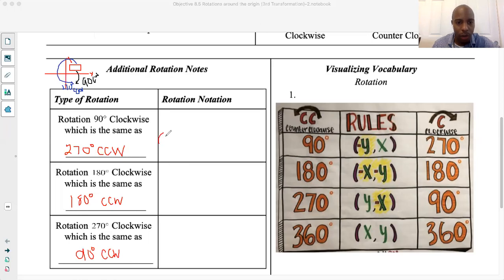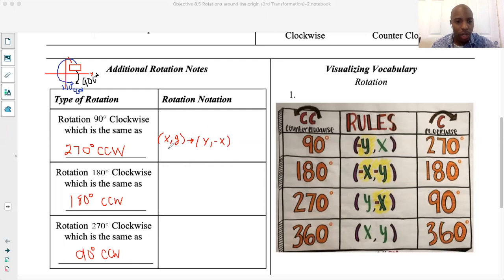Now the notation is exactly what it says over there as well. We have something going from XY, which is our normal point. XY is our normal point that we have, right? When it's going from 90 degrees clockwise to 270 degrees counterclockwise, we switch them. Instead of it being X comma Y, it's going to be Y comma X, but the X is going to be negated.